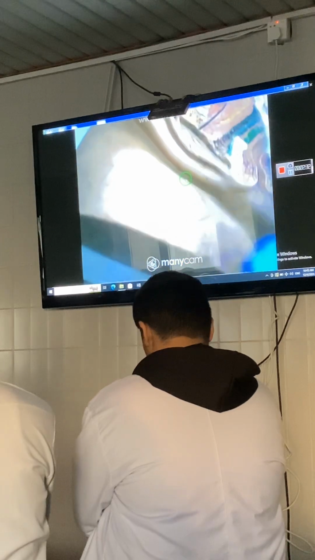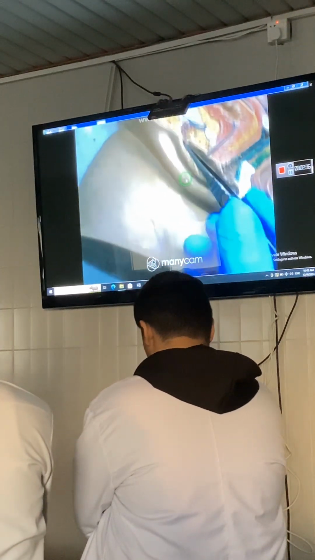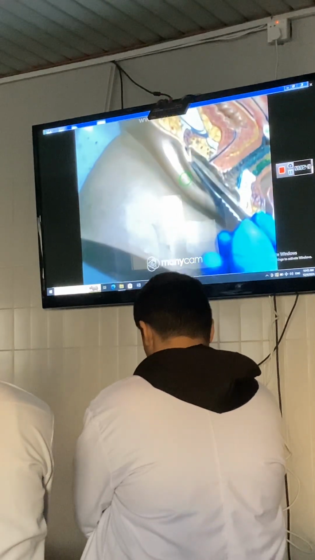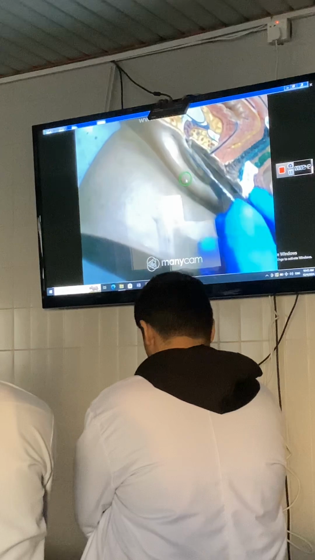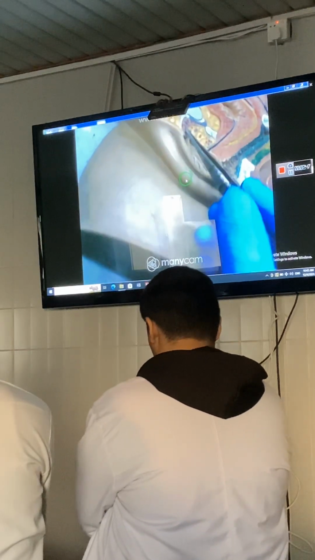And you can see that the labia minora extends anteriorly to surround the clitoris. This is the clitoris, in which the labia minora divides to form the prepuce that surrounds the clitoris, the tip of the clitoris.